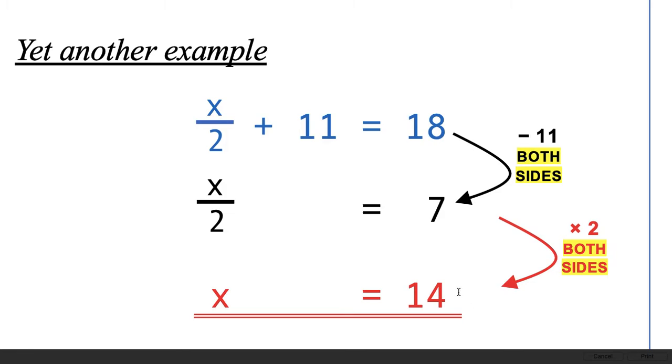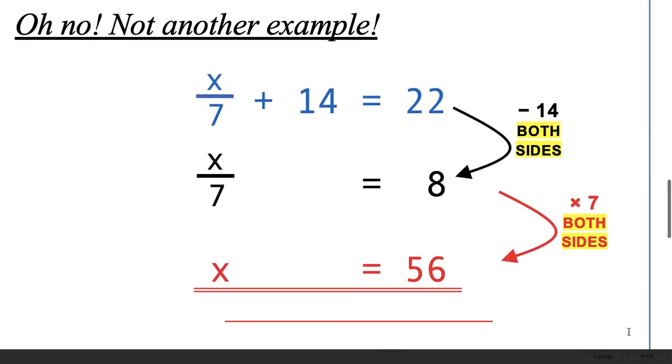Of course, you can always go back and check these. So if we think x equals 14 is the answer, then just go back and plug it into the original thing. So x over 2 would be 7, and 7 plus 11 does make 18. So we know it works.